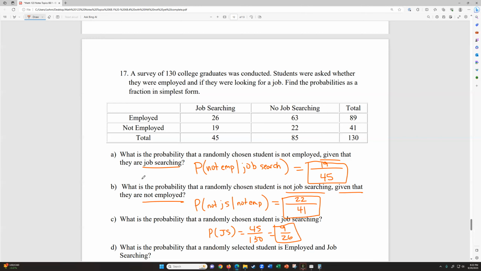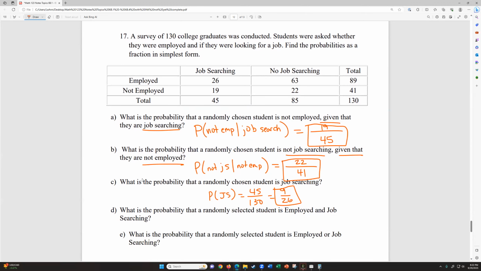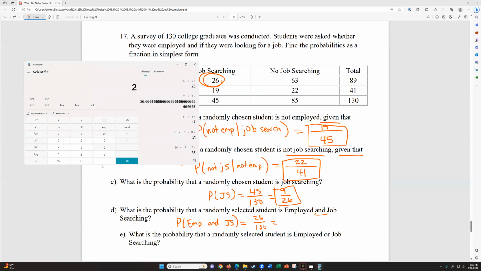Okay, what is the probability that a randomly selected student is employed and job searching? So notice it's an and problem. Employed and job searching. The tables are lovely because an and problem is literally just where do they overlap. So employed and job searching: 26 out of 130. We can actually reduce both of those by 13.